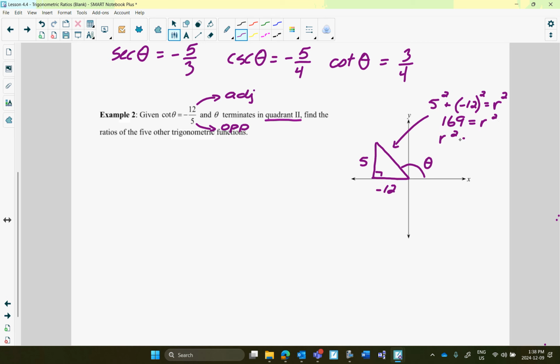Therefore, R is going to be, be careful, plus or minus the square root of 169. The question is, is the answer going to be plus or minus? Because the hypotenuse is always plus, we're going to ignore the minus. R is going to be the positive square root of 169, which is 13. Okay? If you were to find this side by Pythagoras, it would have to be negative. This side would have to be positive. If you found this vertical side down here, it'd have to be negative. So you've got to watch out for that.